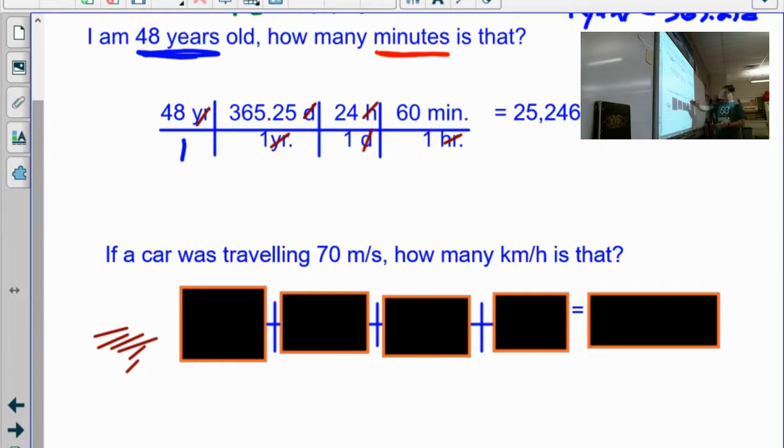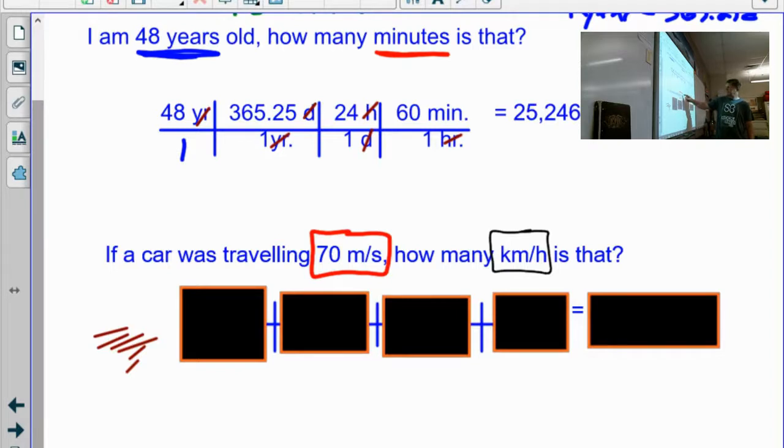And this is, again, kind of a mid-level one. So start off, what am I starting with? If a car was traveling 70 meters per second, that's my starting point. And then what do I need to get to? I need to get to kilometers per hour, okay? So when I look at my units, meters, kilometers, I have to change that. Seconds, hours, I have to change that. So I'm going to start off first with my 70 meters per second.